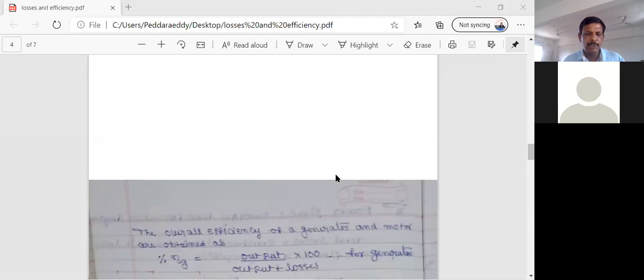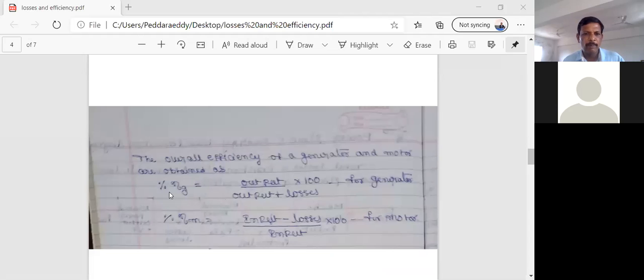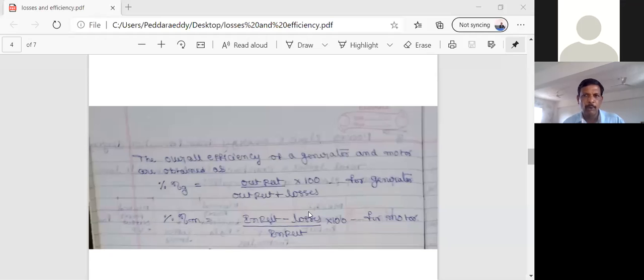In these, there are three types of losses: copper losses, iron losses, and mechanical losses. Mechanical losses and iron losses are constant losses. In copper loss, only the shunt field loss is constant; the remaining are all variable losses. So this is the formula for efficiency. Efficiency is equal to output by input. We can also write this formula as output by output plus losses in a generator, and input minus losses by input in a motor.